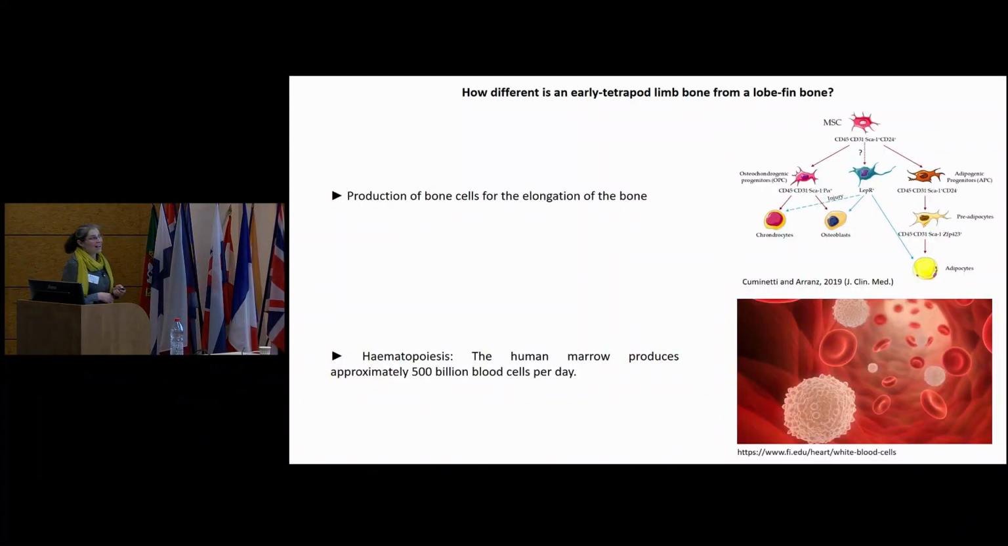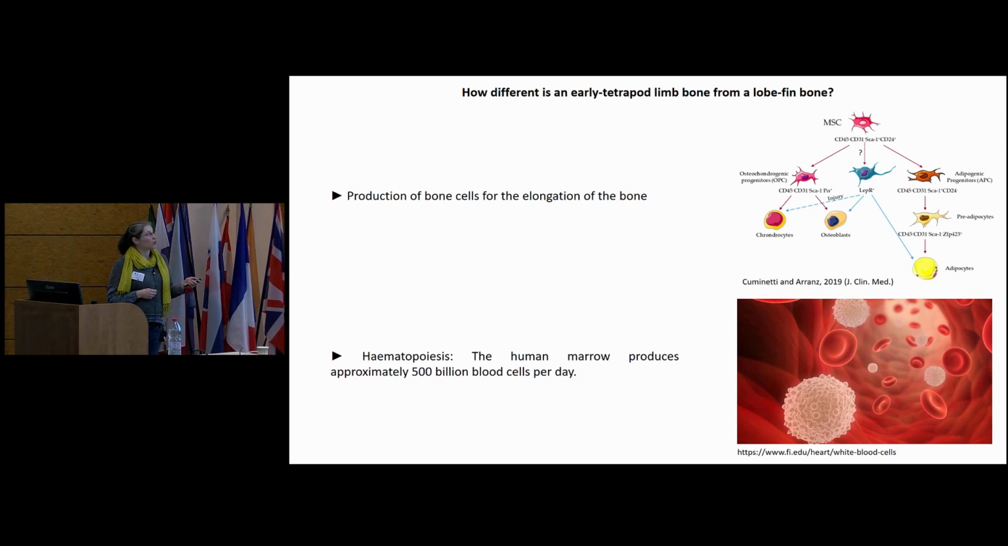Okay. And the marrow cells, they play a major role for our body. So they have two big roles. They produce bone cells for the elongation of the bone. So if your bone grows and elongates, this is because bone cells are produced from the stem cells which are within the marrow, and they also play a major role in hematopoiesis. Hematopoiesis is the production of blood cells, all the blood cells you would see. And the human marrow produces approximately 500 billion blood cells per day, so it's quite a lot, and it's major.